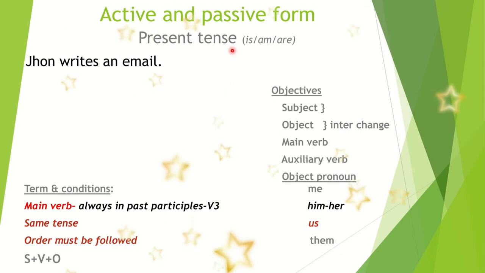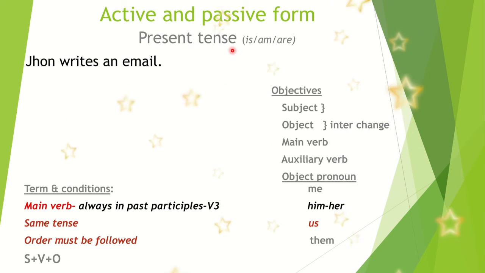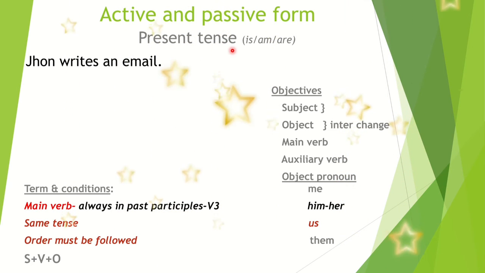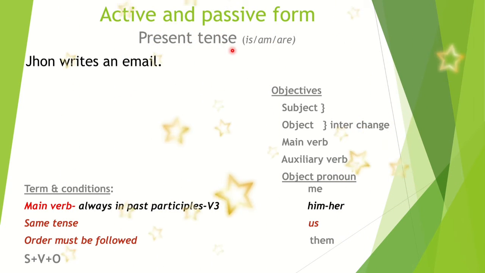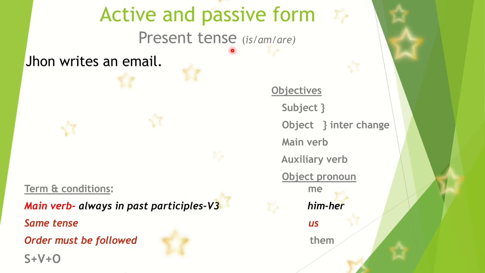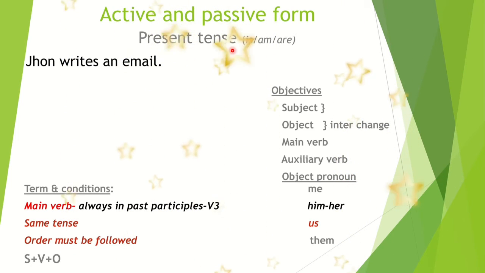What we are doing there, we are changing tense from past tense to future tense. Or suppose our question is present tense, then we are changing into past tense. But here in this type of grammar, active and passive voice, we should not change the tense. Even in the question form also, we should follow the same in the passive voice. Now, the third form is order must be followed.